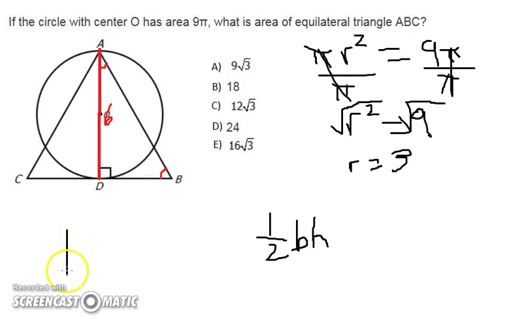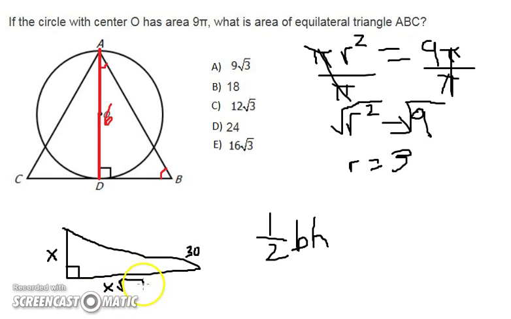For any 30, 60, 90 triangle, where this small one here is the 30-degree angle, here's the 90, that one's the 60. The side across from the 30-degree angle equals x. This side equals x times the square root of 3. And this side equals 2x. So this diagonal here is equal to 12. But that doesn't really help us here. We need this base.